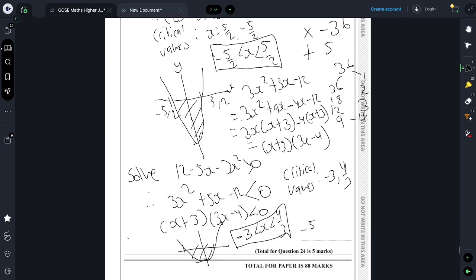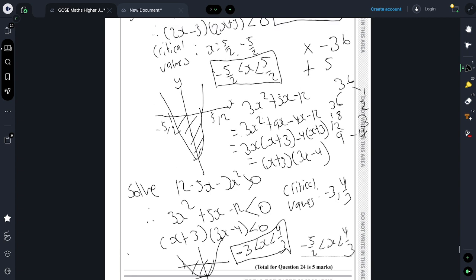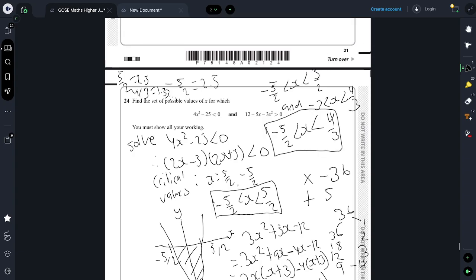That is your solution: x between minus 5 over 2 and 4 over 3. Call it 5 marks. Yeah, and that's how you do it.